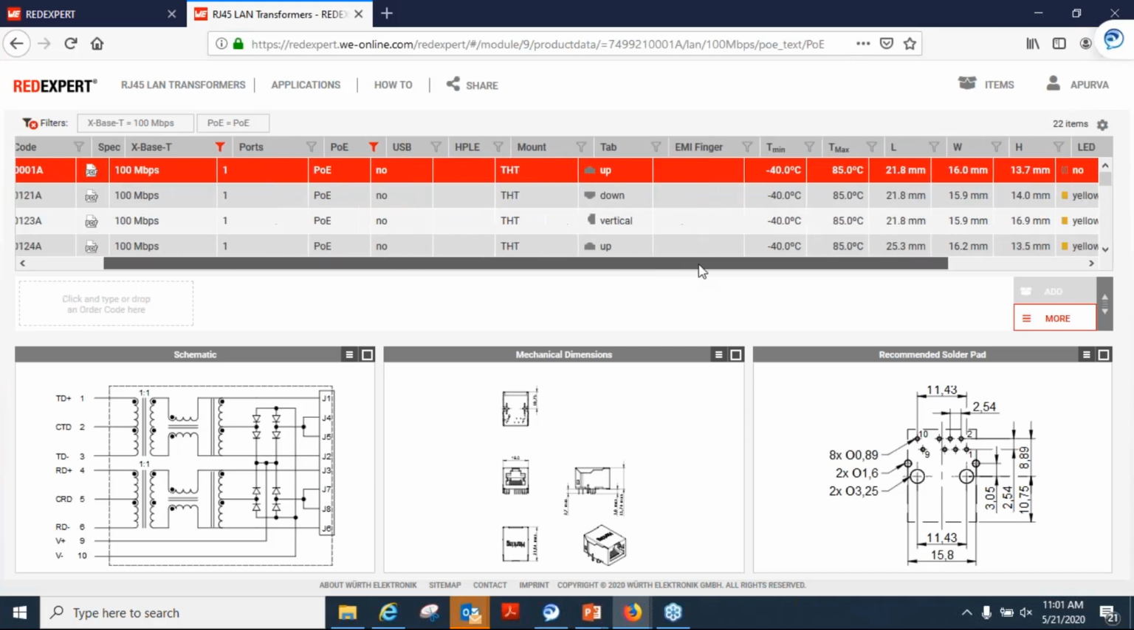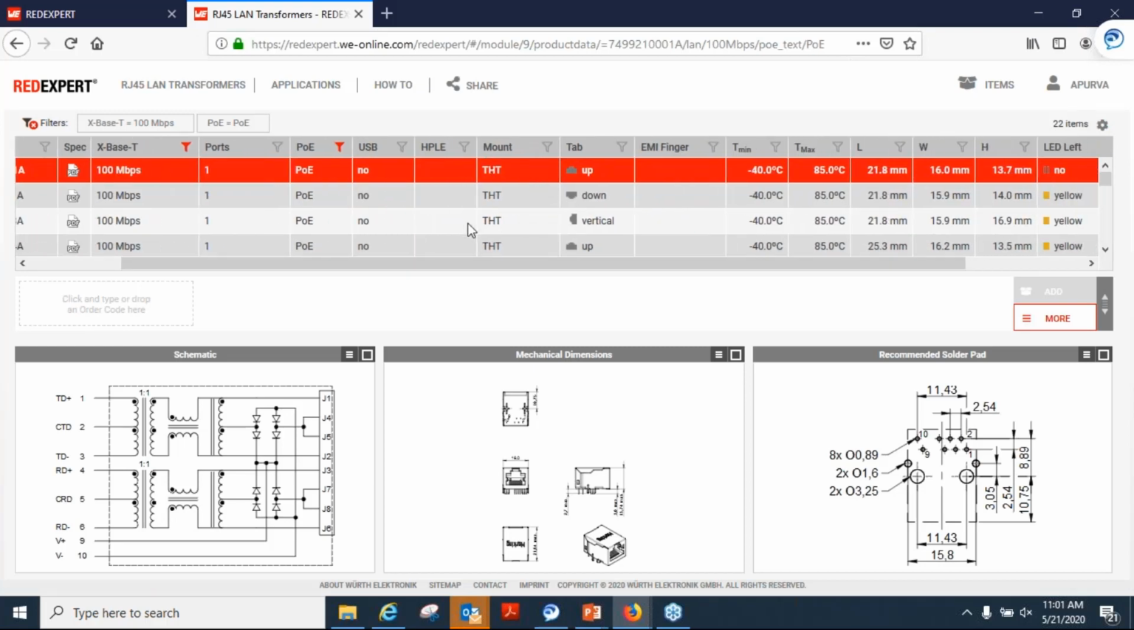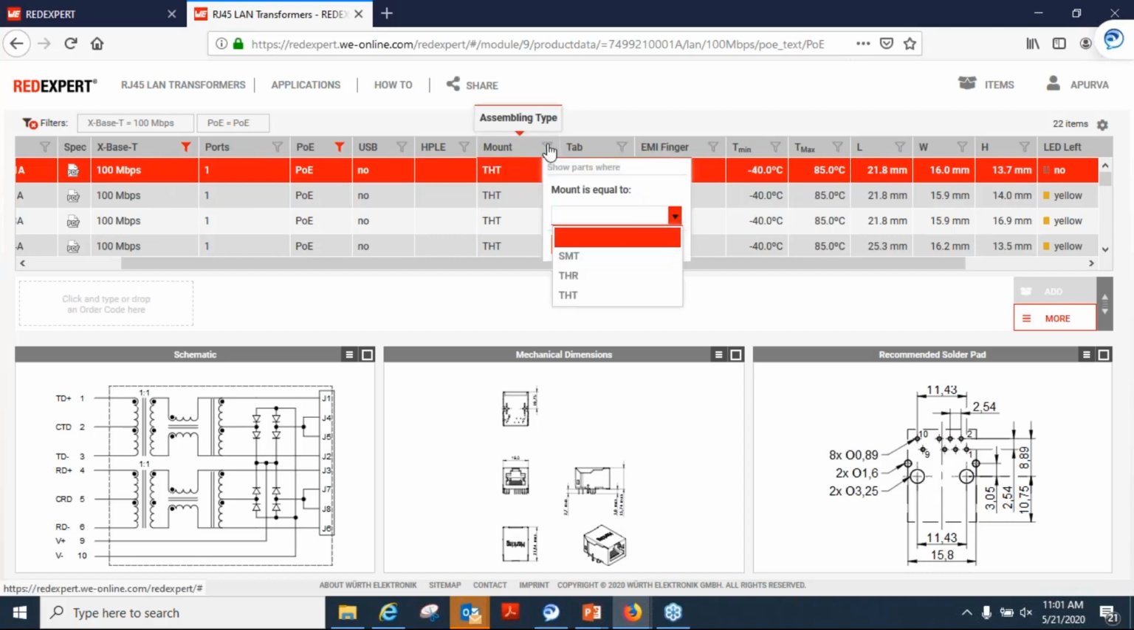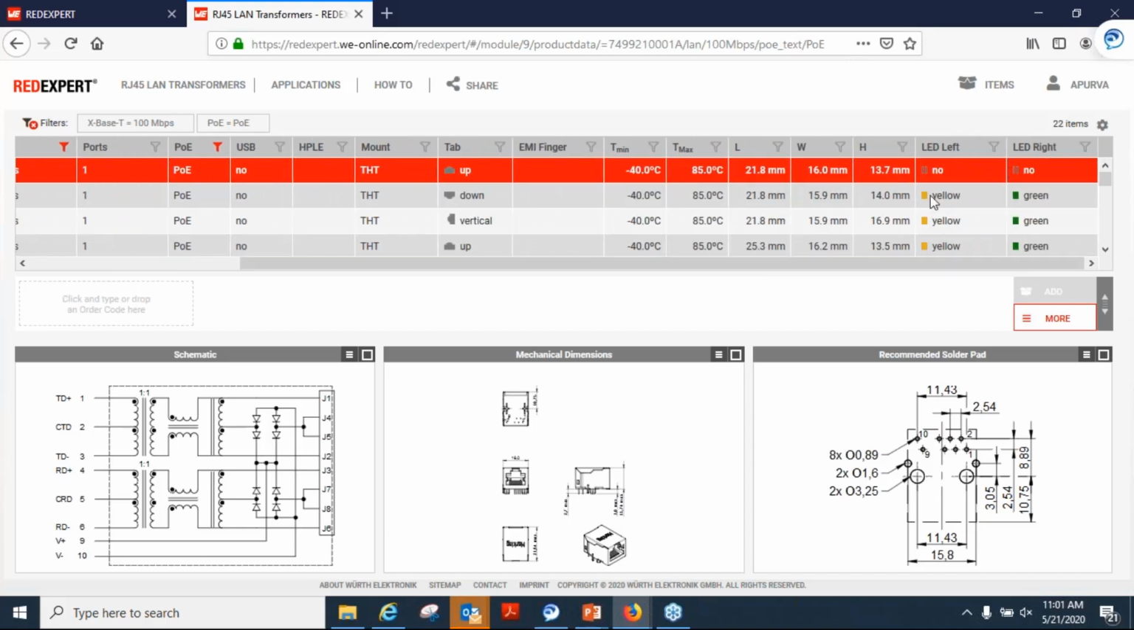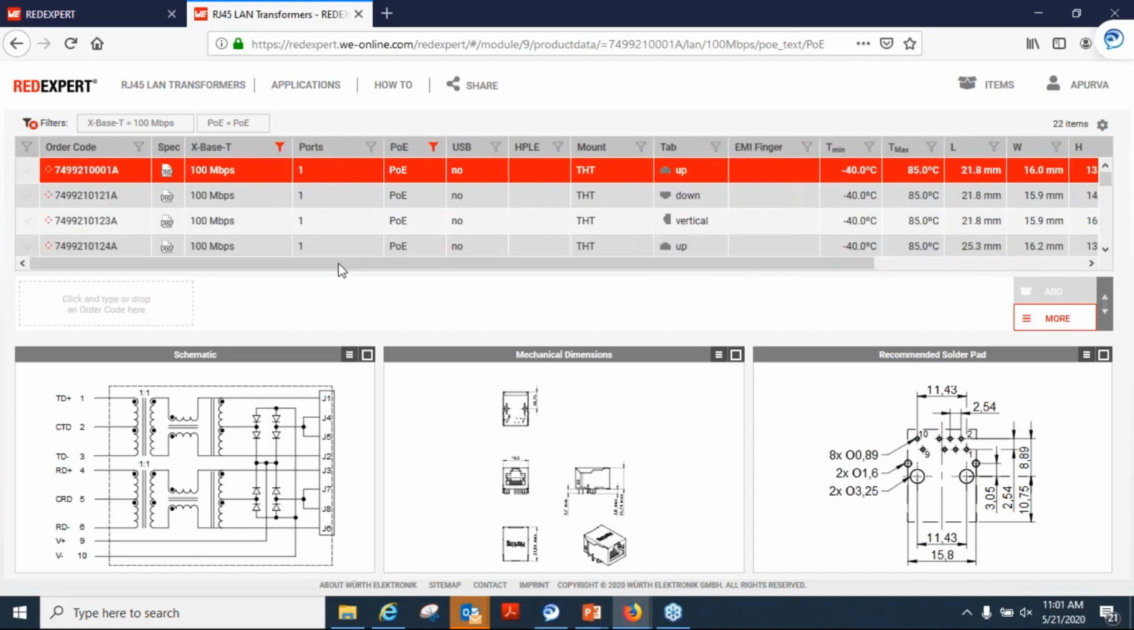Further, you can also sort down the selection based on the mounting type, whether you need through hole or SMT, whether it's tab down or tab up or vertical, depending on how you are planning to insert it on the board, as well as what color of LEDs you need. So basically, you can narrow it down on several factors.